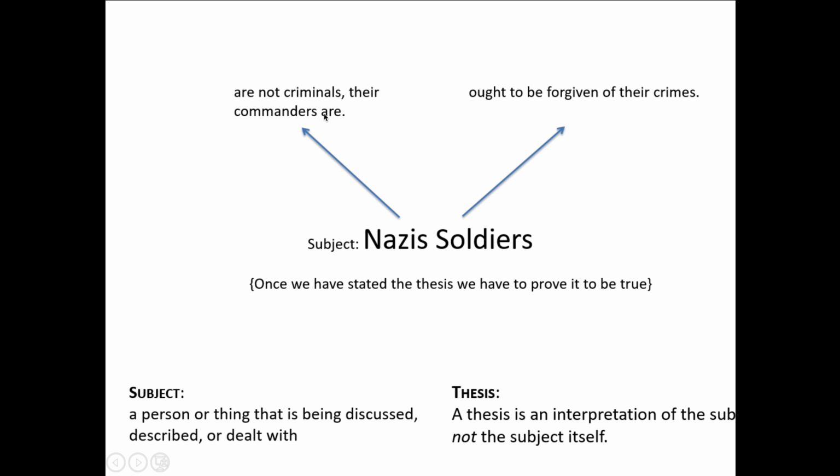And once you've designed a thesis, come up with a thesis, what you want to say about the subject, you have to prove it to be true. And that's where your lesson or your paper comes into play. If you can prove to somebody that this is true, you've got yourself a good lesson or a good paper, and that's what you fill out the rest of your paper or the rest of the time in class trying to do, showing everybody that your thesis about your subject is true.